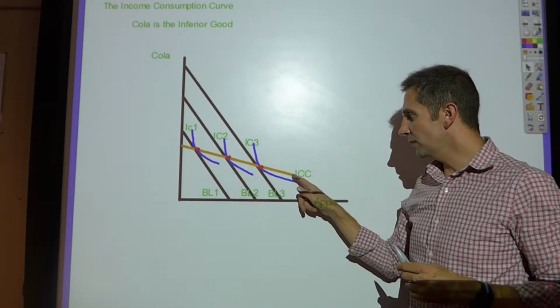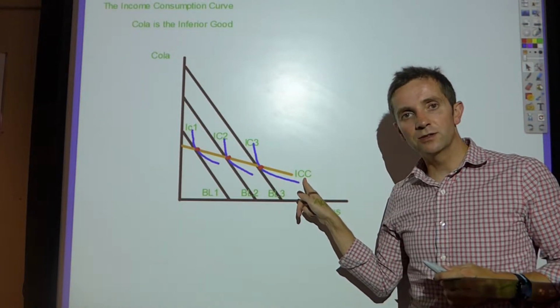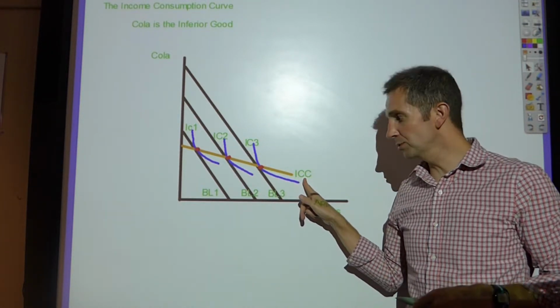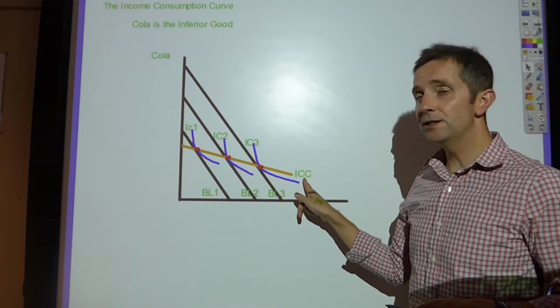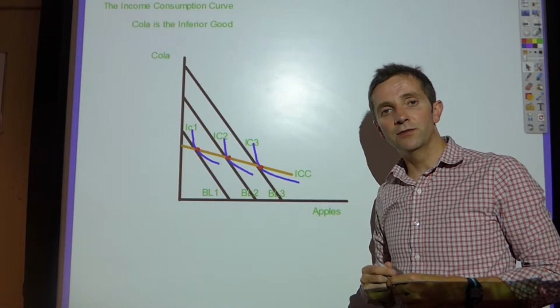Join the points together to give you this brown line here, which I've abbreviated, and I'm calling it the income consumption curve, ladies and gentlemen. So that is the income consumption curve whenever cola is the inferior good.